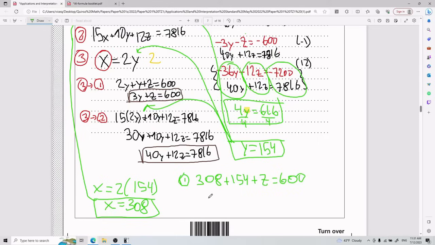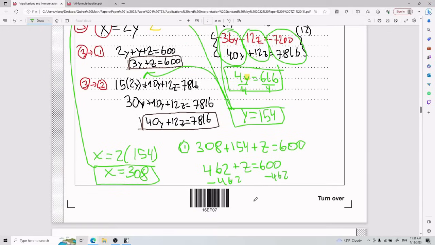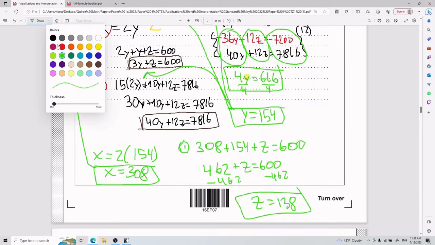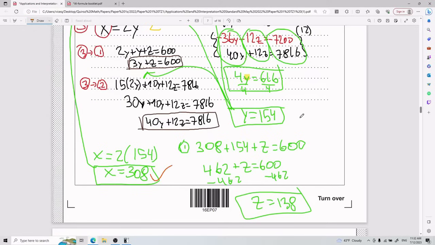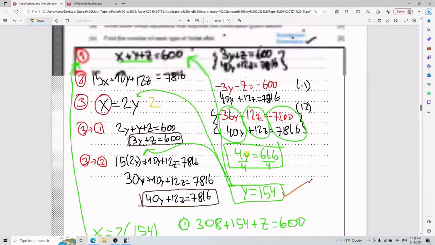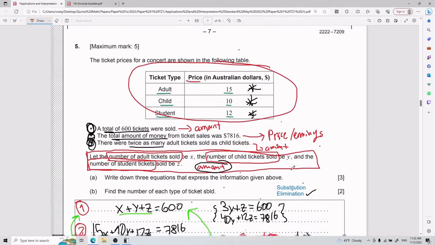So on this left side, I end up with 400, 462, plus z equals 600. To get z alone, subtract both sides by 462. I end up with z equals 138. So, look at that. I have my x value, I have my y value, I have my z value. And that is for number 5.